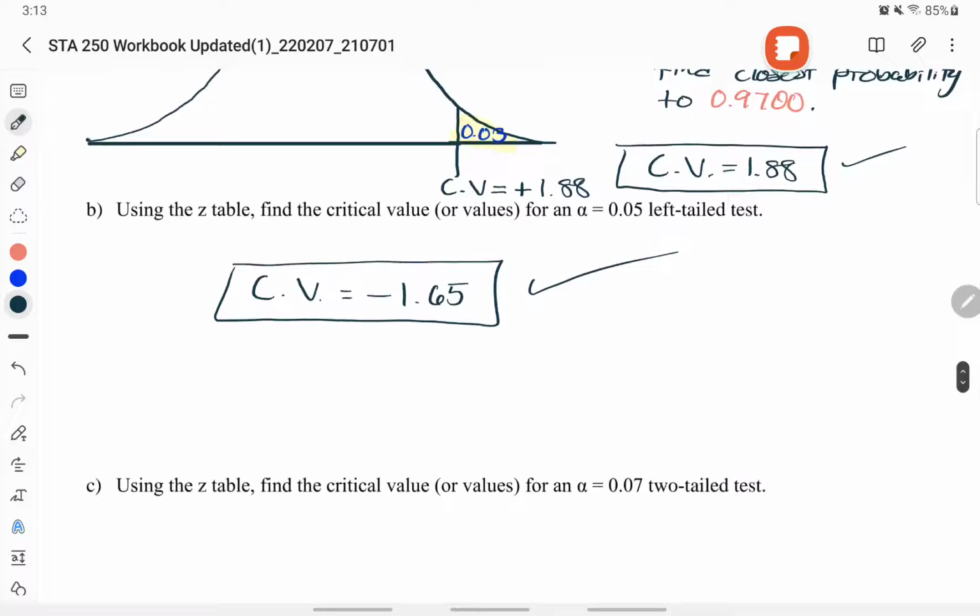And then the last one says, using a z-table, or we can use that z-score file, find a critical value or values for an alpha equals 0.07 two-tail test. Because it is a two-tail test, the critical value is going to be both positive and negative.